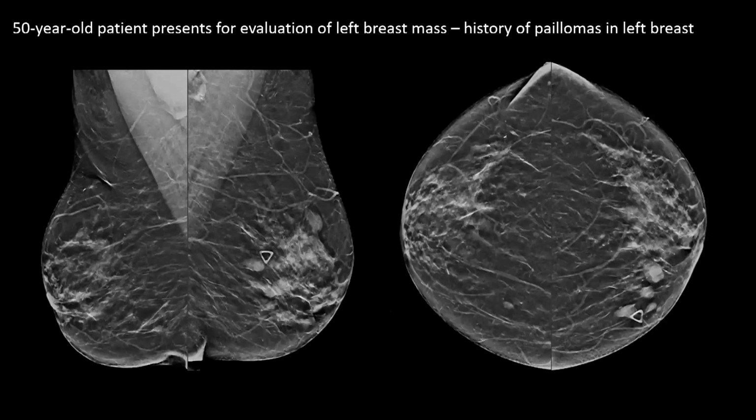This is a patient who is 50 years old and comes in feeling a new lump. She has a history of papillomas in that left breast. And you can see the marker is over another mass, but she does have several other masses in the left medial aspect of the breast and left central breast.